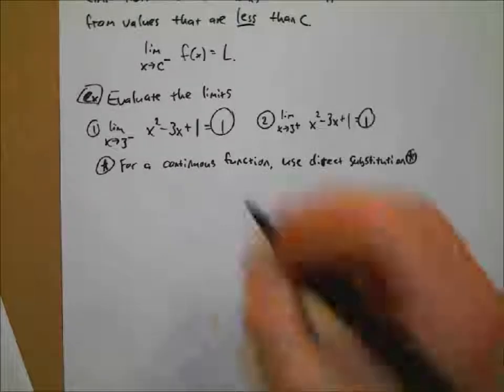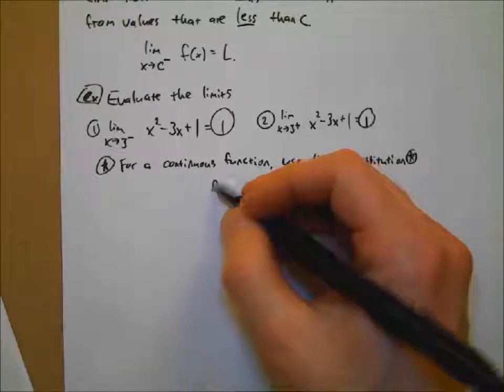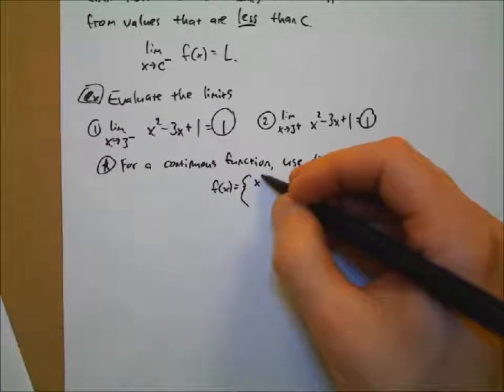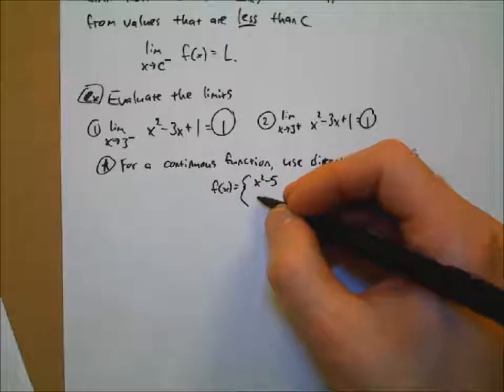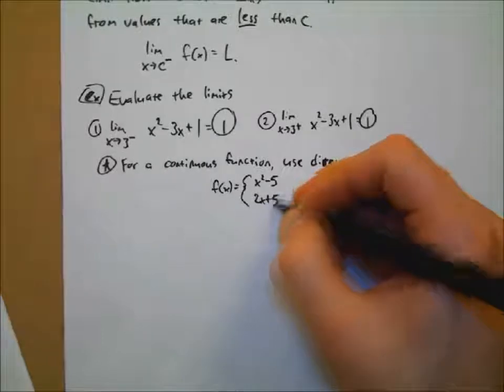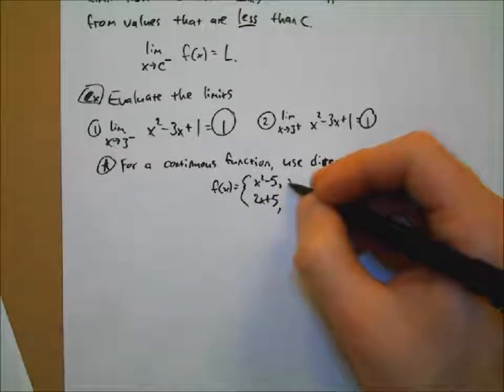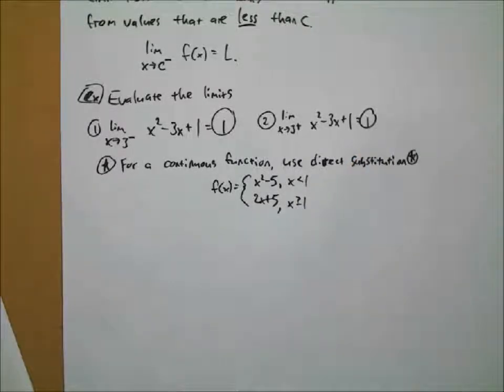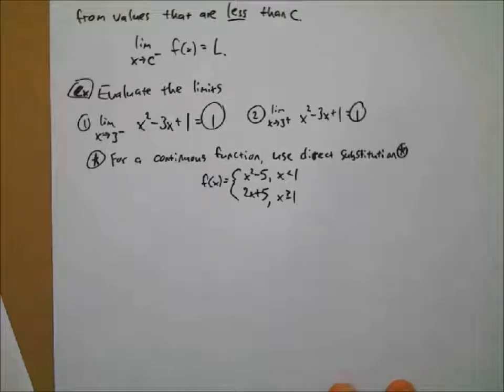Okay? Let's look at another more interesting function, though. Let's say we have f of x, and it's equal to x squared minus 5, that quantity, and 2x plus 5. And it's for these arguments. Okay. So here's another piecewise function.